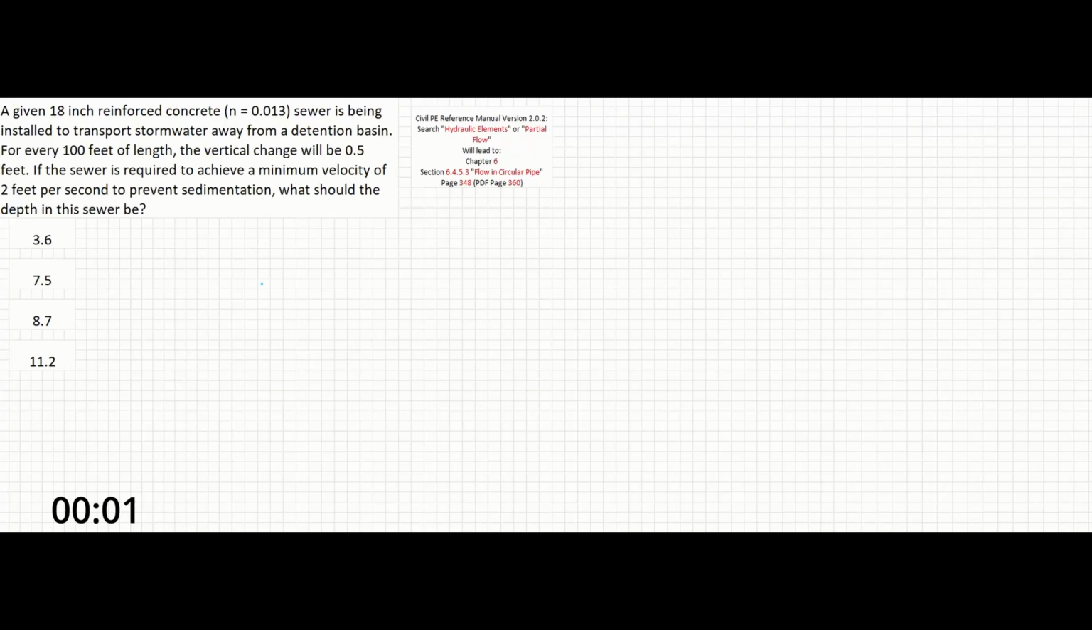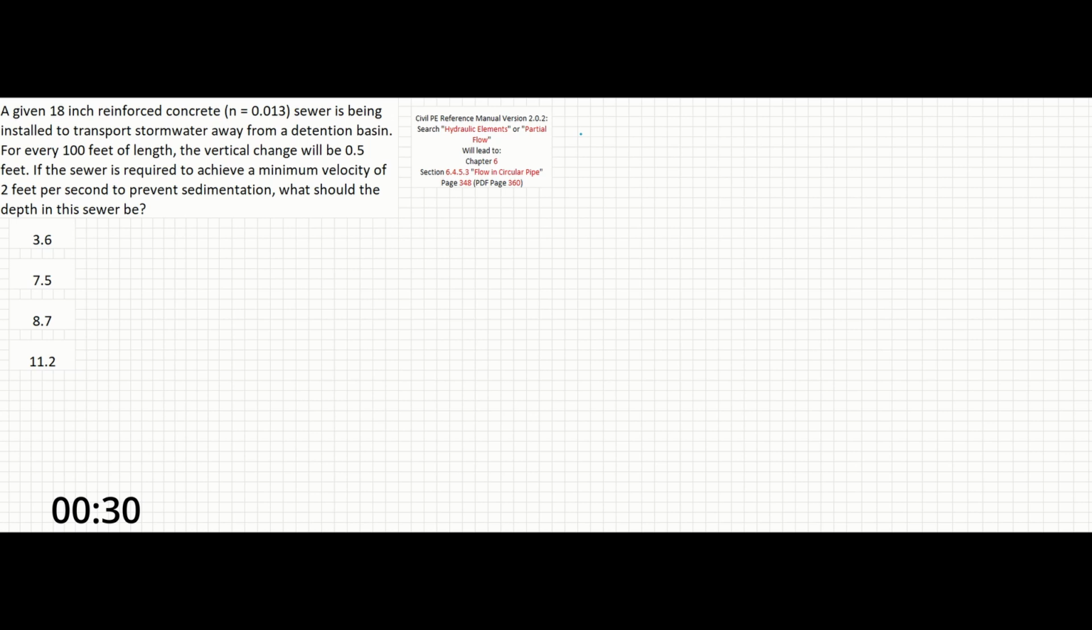In this problem, a given 18-inch reinforced concrete sewer with a Manning N of 0.013 is being installed to transport stormwater away from a detention basin. For every 100 feet of length, the vertical change will be 0.5 feet. If the sewer is required to achieve a minimum velocity of 2 feet per second to prevent sedimentation, what should the depth in this sewer be?